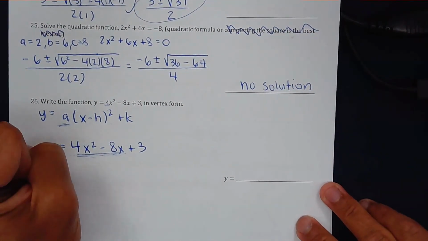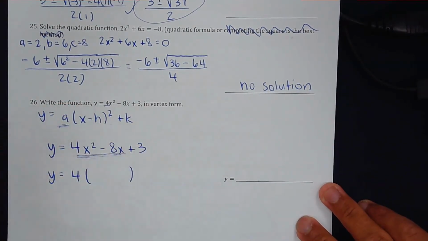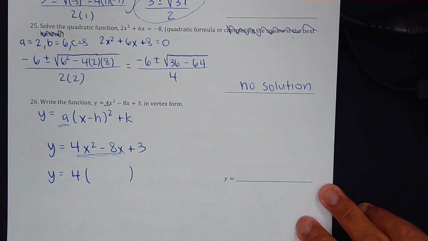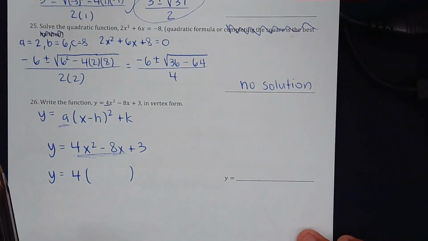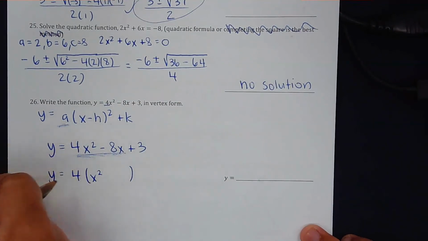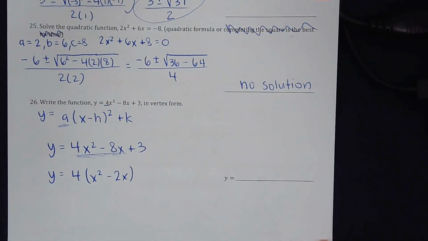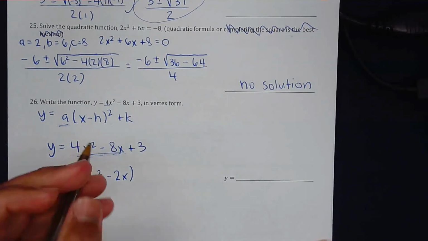All right, so y is equal to 4. And then in parentheses, this step should be second nature to you guys. This is factoring, right? You guys got a lot of practice with factoring throughout the semester. In parentheses, we have x squared minus 2x. All right, 4x squared minus 8x. And then we still have that plus 3 on the outside.